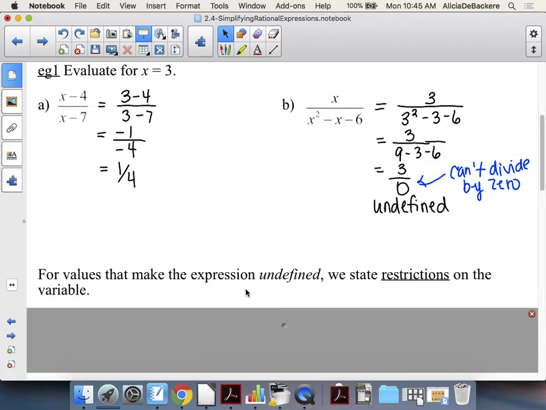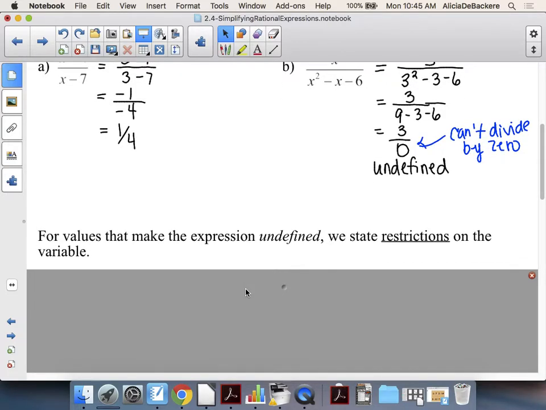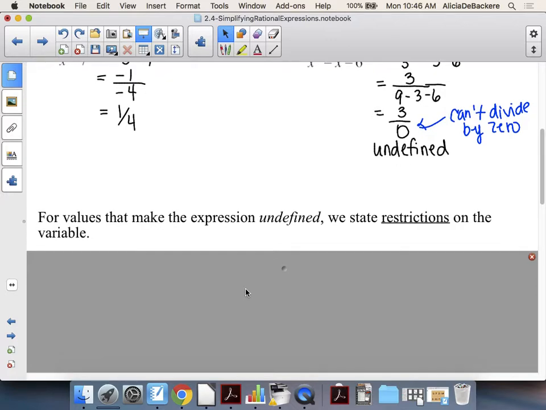So for values of x that make the expression undefined, we state restrictions on the variables. So in that last example, x equals 3 was a restriction for that rational expression. Restrictions come from where the denominator equals 0.